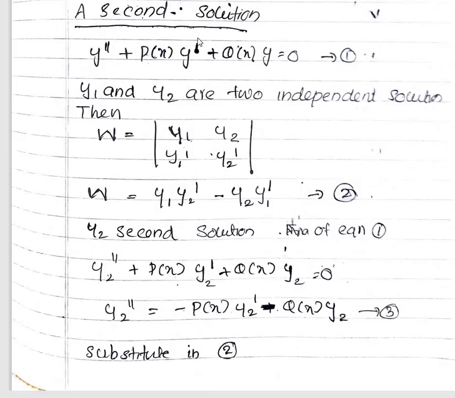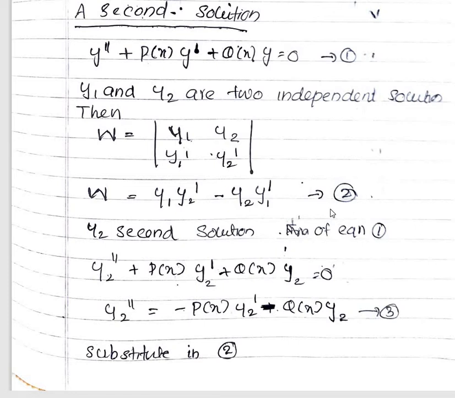So how can we find a second solution? We know that y double dash plus p of x y dash plus q of x y is equal to 0. y1 and y2 are two independent solutions. Then W can be written as the determinant y1, y2, y1 dash, y2 dash, and its Wronskian is W is equal to y1 y2 dash minus y2 y1 dash. Here y2 is the second solution of equation 1.